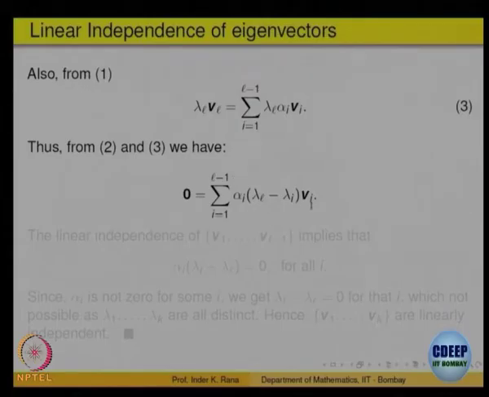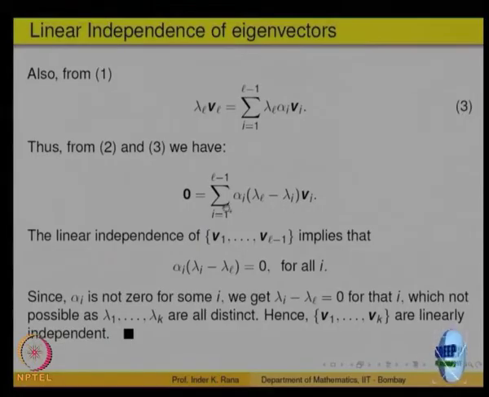Now, I know that the Vi's are linearly independent and this is a linear combination equal to 0. That means all the scalars must be equal to 0. So alpha i times lambda l minus lambda i must be equal to 0, but at least one of the alpha i is not equal to 0. That means for that particular i, lambda l minus lambda i must be equal to 0. That means lambda l equals lambda i, but that is not possible because they are distinct. So our assumption must be wrong. By linear independence all these scalars must be 0, but for some alpha i is not 0, so for some i, lambda i equals lambda l, which is a contradiction because all are given to be distinct.